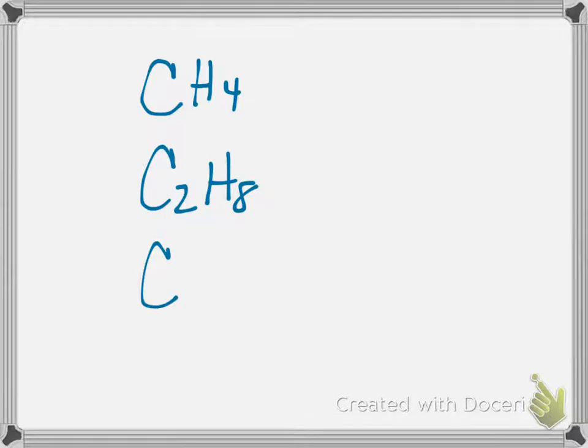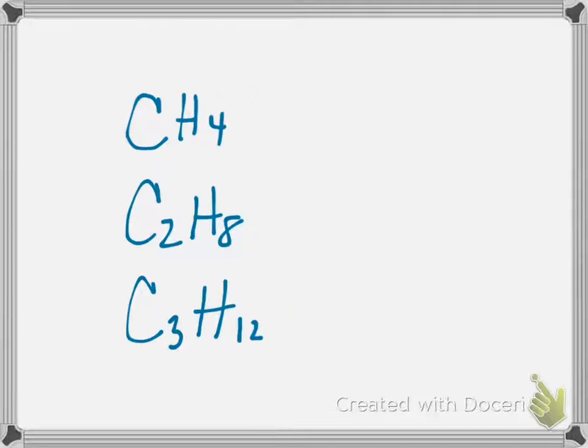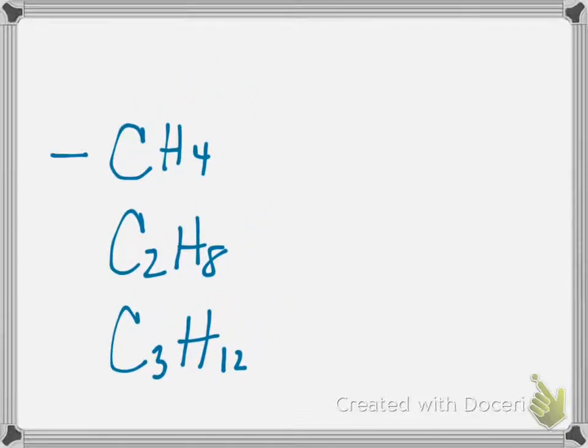You can have a substance that is CH4. You can have a substance that's C2H8. And you can have a substance that's C3H12. Those are the molecular formulas. An actual molecule of this substance has 1 carbon and 4 hydrogen atoms. An actual molecule of this has 2 carbons and 8 hydrogens. An actual molecule of this has 3 carbons and 12 hydrogens. So this is the molecular formula.